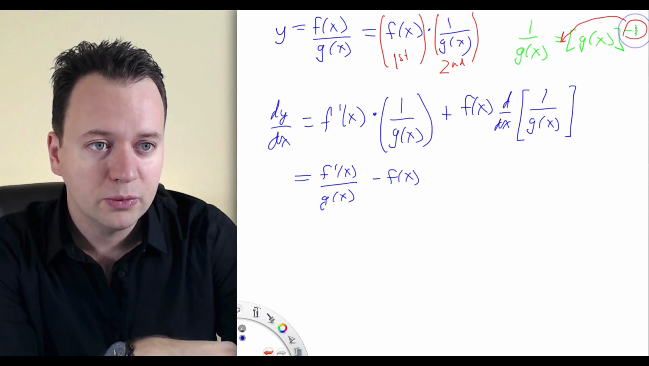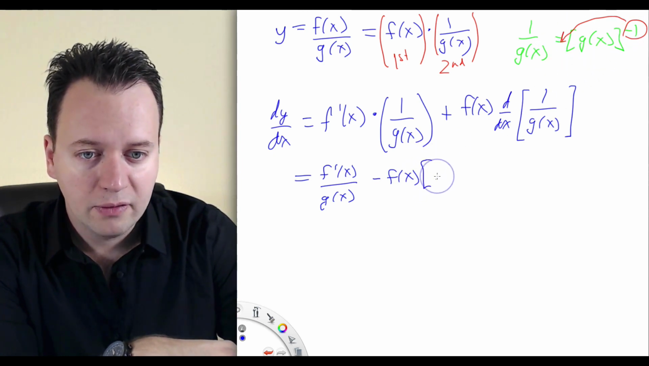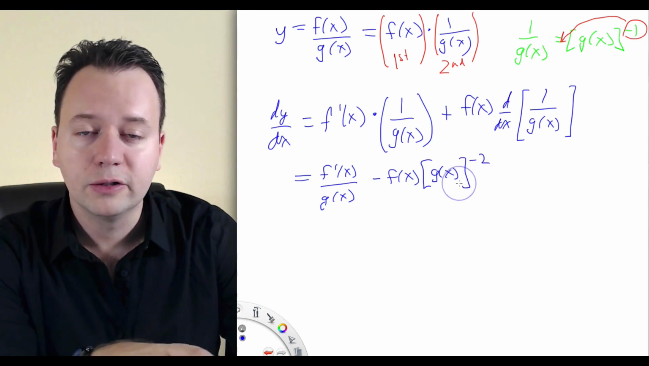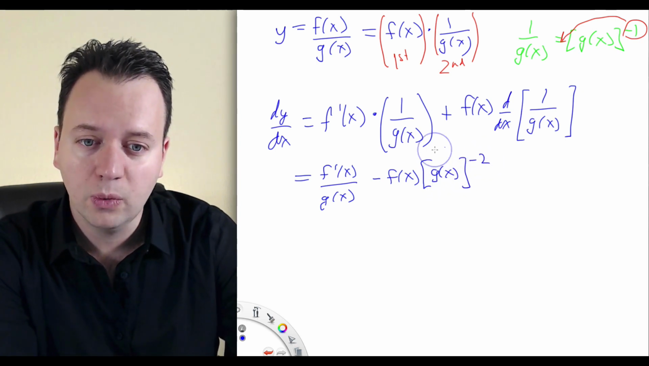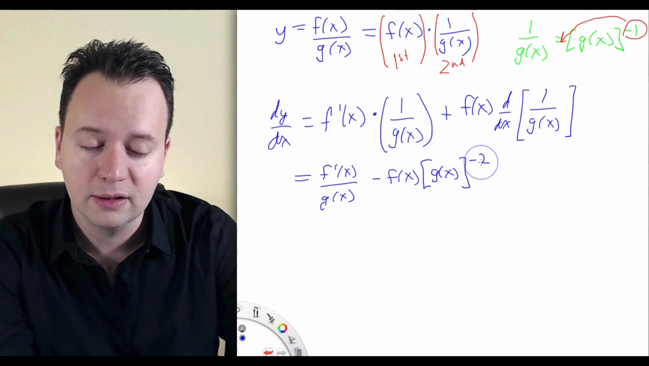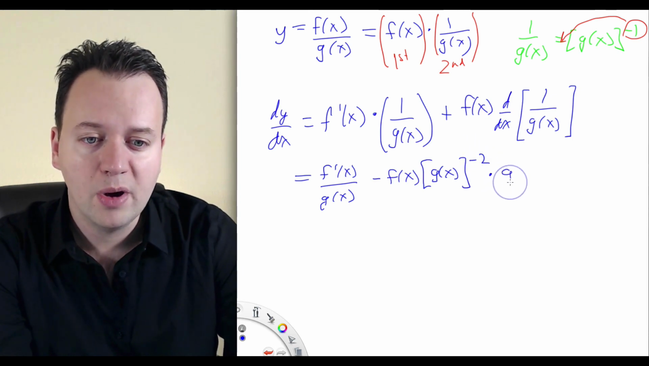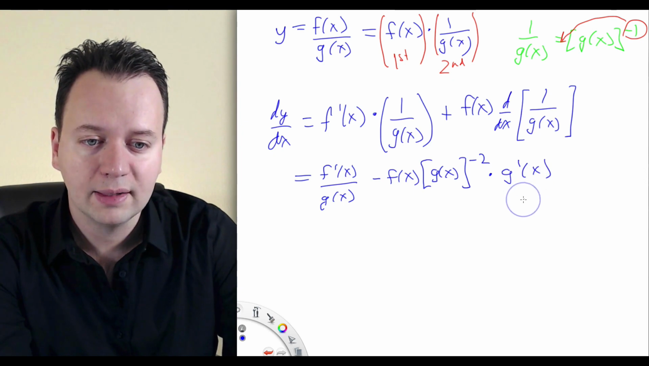So that's the minus 1 from the exponent. And then we have g of x. The new exponent is a minus 2. So this previously was g of x to the minus 1. The minus 1 came down and we kicked it down to a minus 2. And then we multiply it by the derivative of the inside, g prime of x.